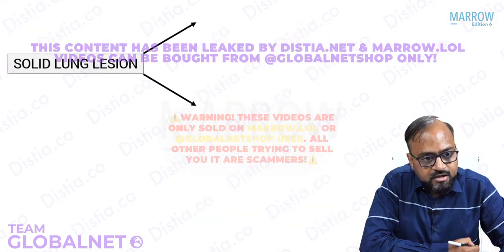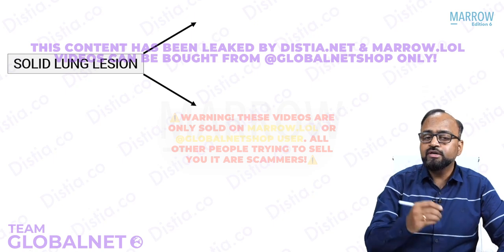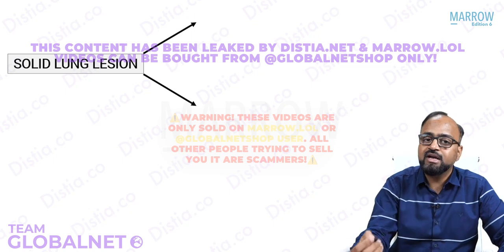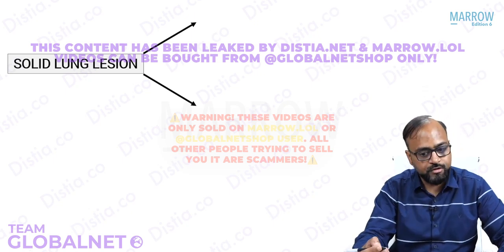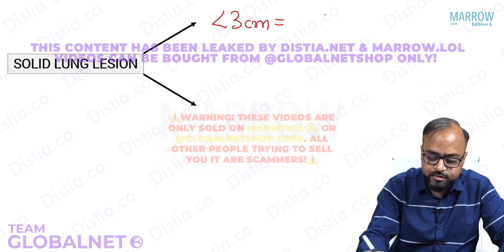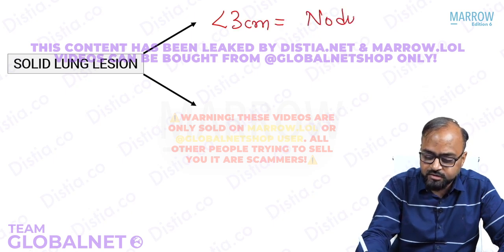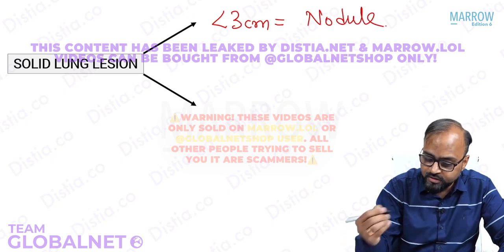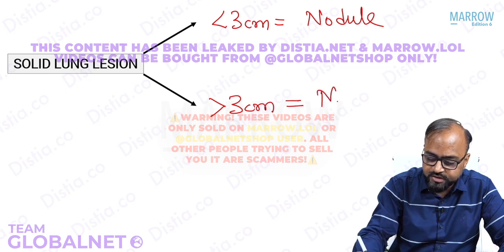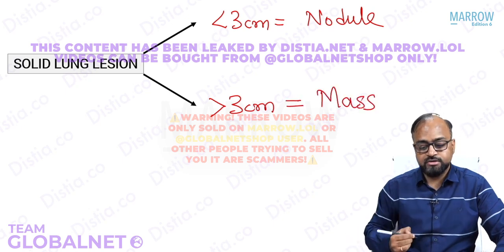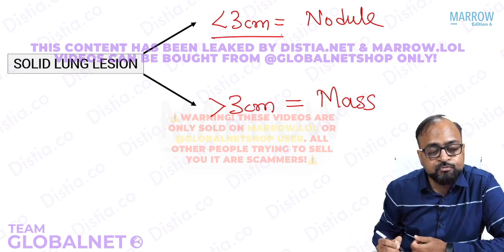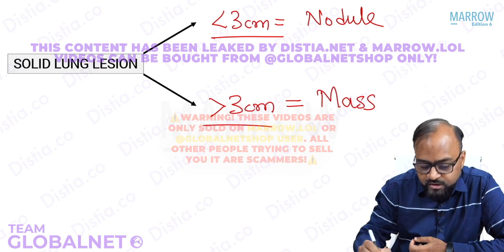Yes. Now, whenever we see a solid lung lesion, depending upon the size of that particular lesion, we classify it and the terminology used is different. If the lesion size is less than 3 centimeters, then it is described as a nodule. If a lesion size is more than 3 centimeters, then we describe it as a mass. So when do you call it a nodule? We call it a nodule when the size is less than 3 centimeters. We call it a mass when the size is more than 3 centimeters.